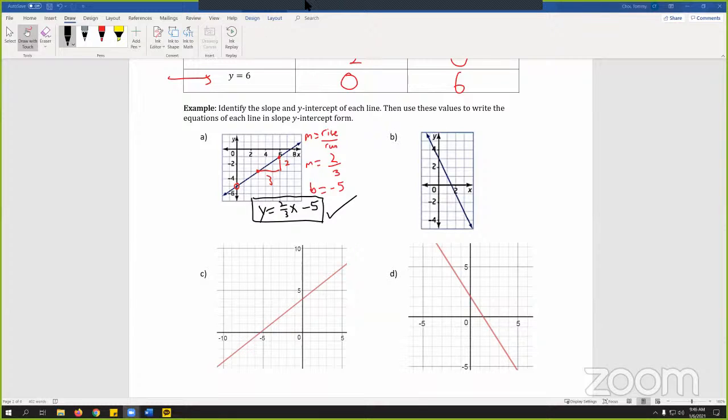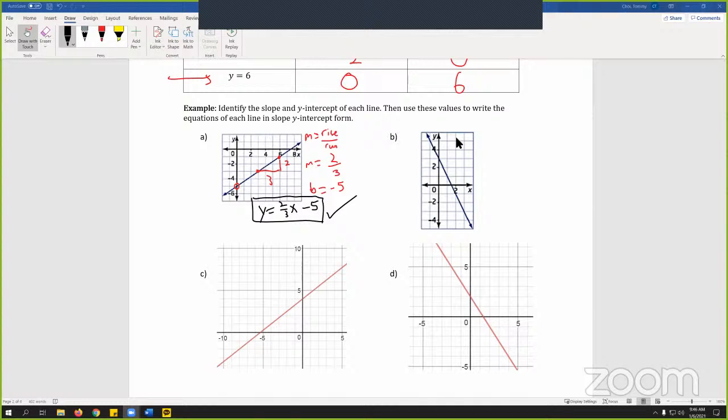Okay. We've waited long enough. It is 9:46.